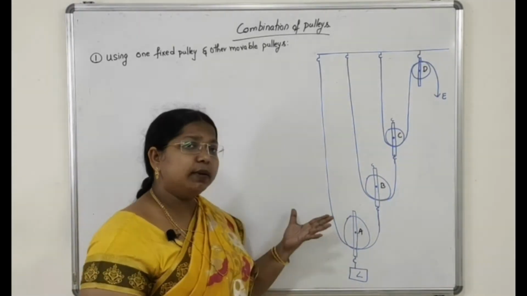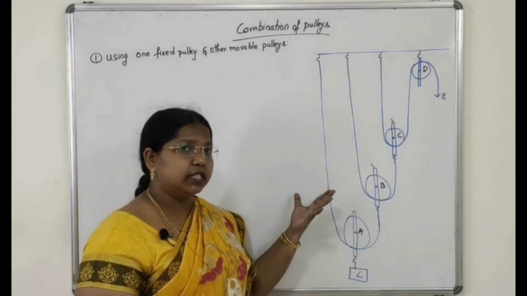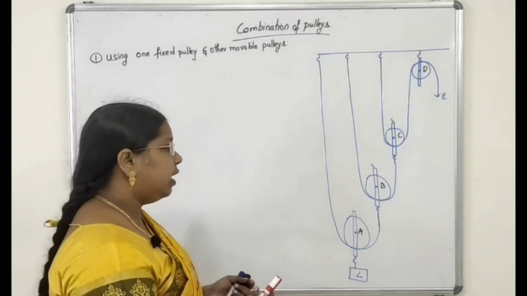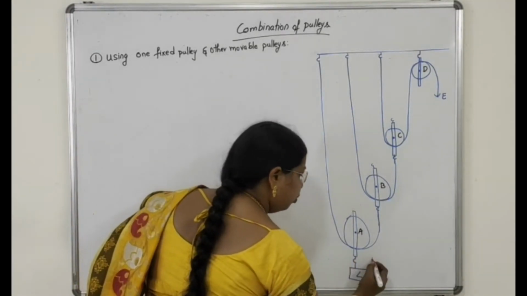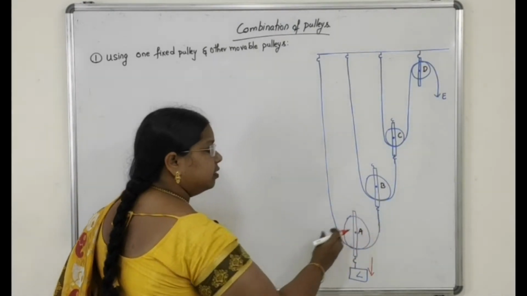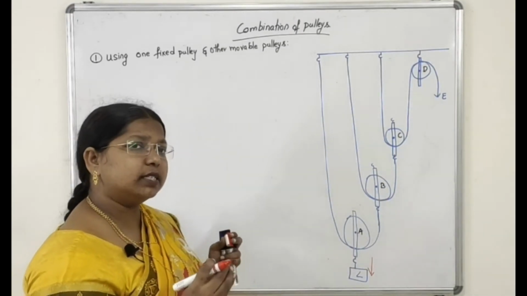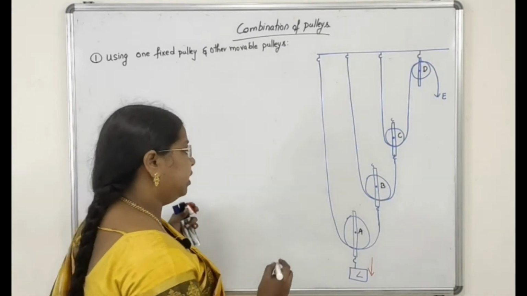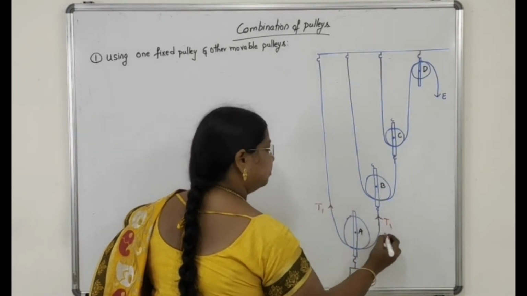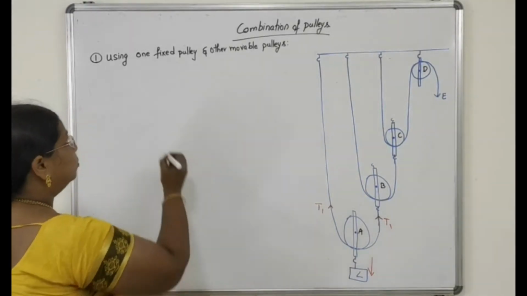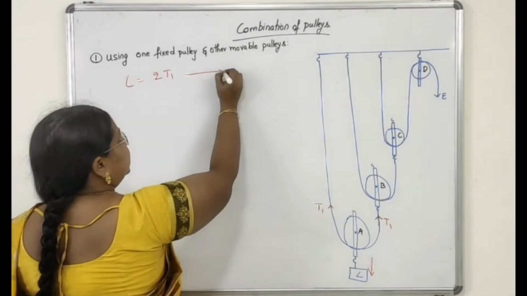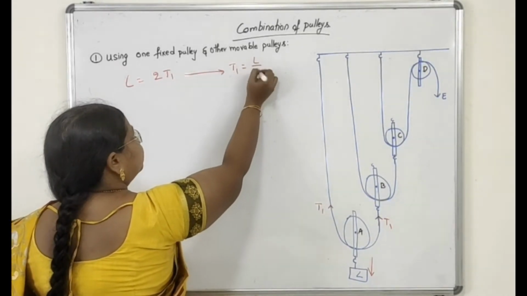Now we will see how the mechanical advantage of this system is increased. It should be more than 2 to lift or shift heavy loads. So let us see, the load is acting downwards. This load is supported by two strings. So the tension here because of this load, let us consider it T1. So your load is equal to 2T1. From this, T1 is equal to load by 2.